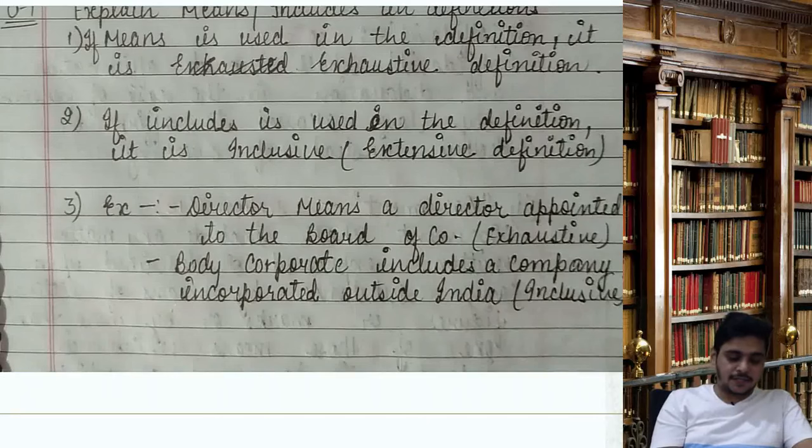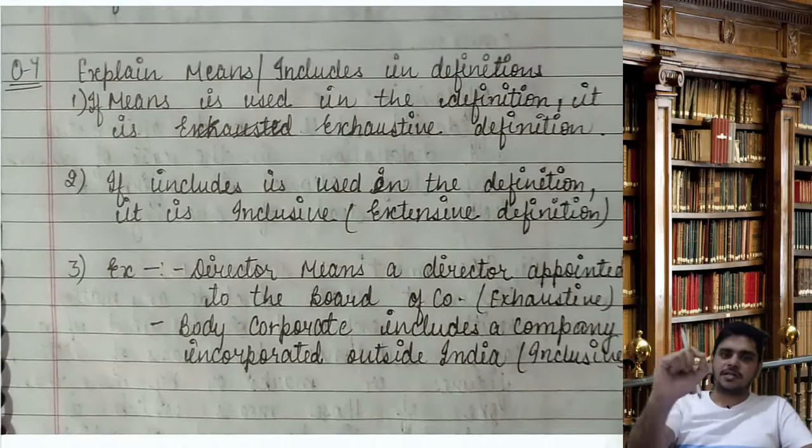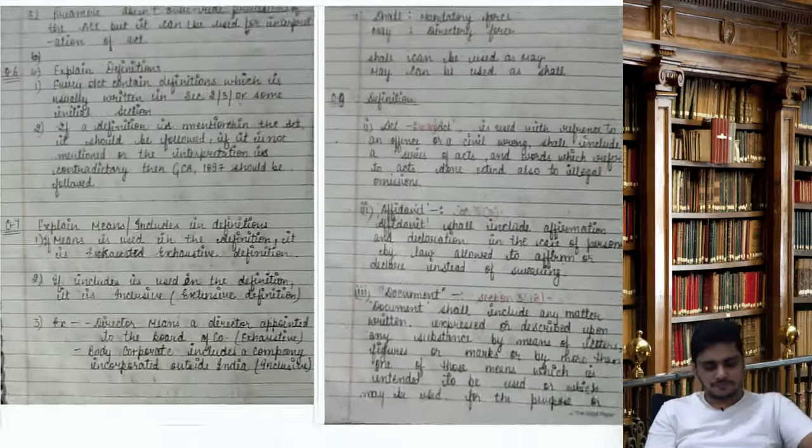Sir, director means a director appointed to the board of the committee. It is called an exhaustive, clear definition. Includes means a lot of things. Body corporate includes a company incorporated outside India or some other thing. That is inclusive definition. 2 mark answer, 3 mark answer. Straight away this much only. Means is exhaustive. Includes means extensive.